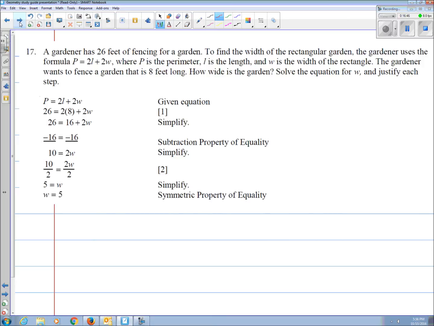So they've given us all the steps to solving this. First, they got the given information right here. And next, you notice they just substituted 8 in. So this is the substitution property of equality. That's the substitution property. Then they simplify, so they basically just multiplied 2 by 8 to get us the 16 that's here.